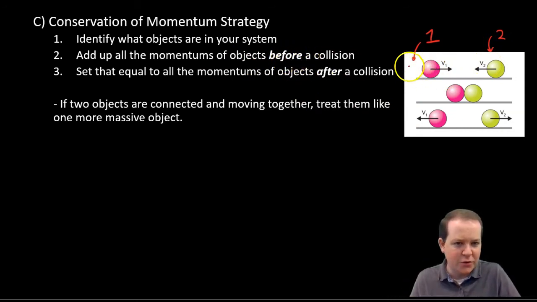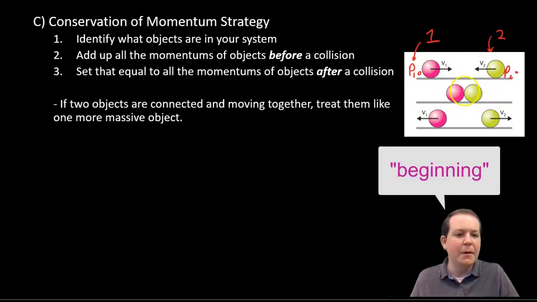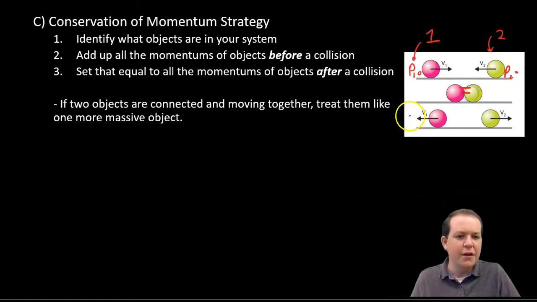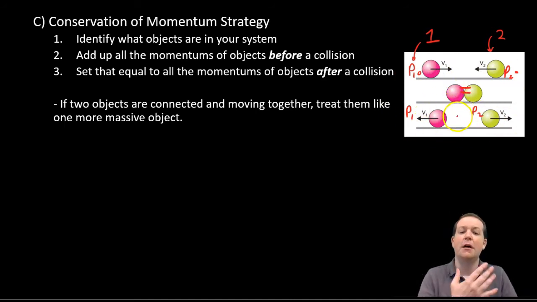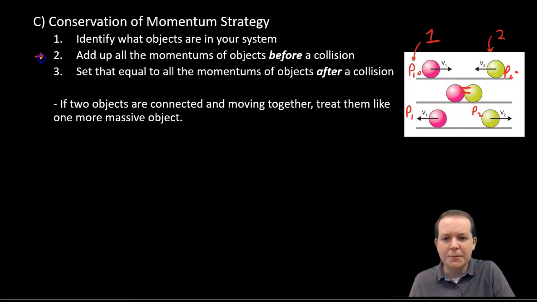So right now, this object here, P1, has momentum in the beginning. This object, P2, has momentum in the beginning. That must be equal to their momentums after. Here's the final momentum of 1, here's the final momentum of 2. And I can set up an equation saying that these 2 momentums combined are equal to these 2 momentums combined. That's what these 2 steps are saying here.